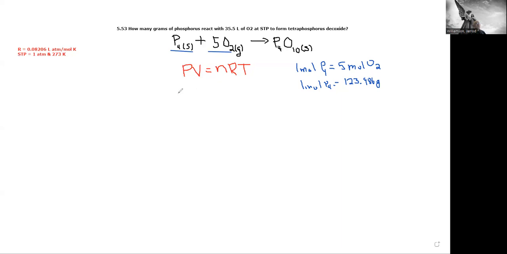So what I'm going to do is solve the ideal gas law for moles. I'm going to have n equals PV over RT. And STP means 1 atmosphere and 273 Kelvin. So I'm going to go 1 atmosphere. That means exactly 1 atmosphere, by the way, so that's not 1 sig fig. It's an infinite number of sig figs. And it's 35.5 liters.